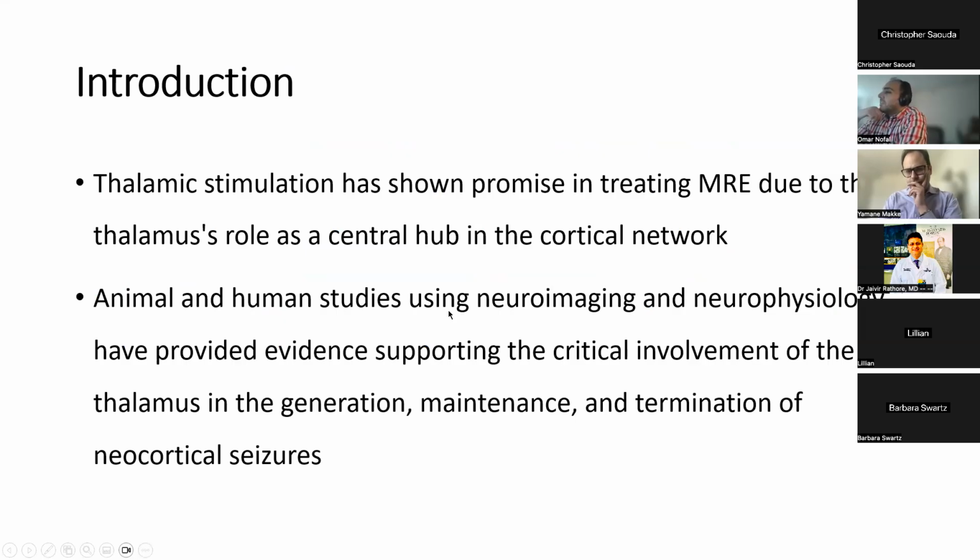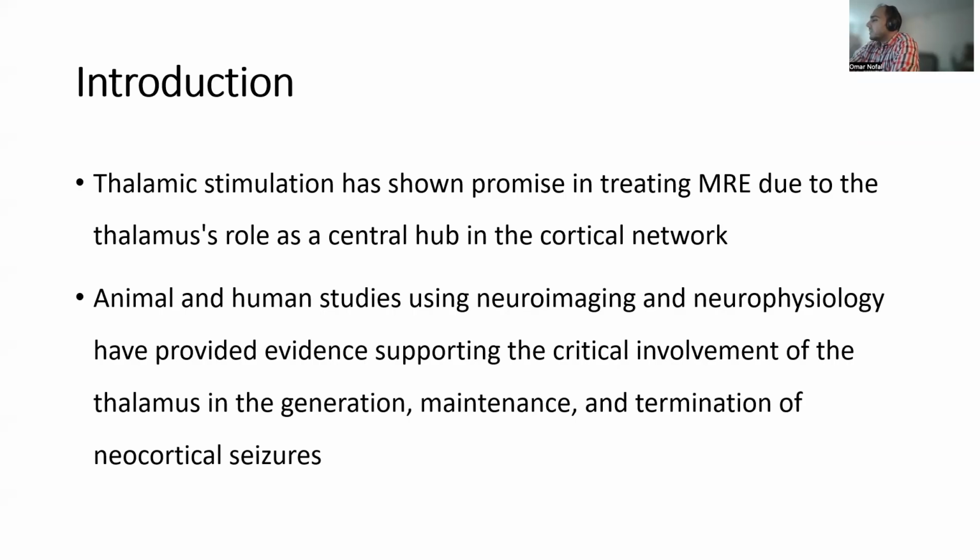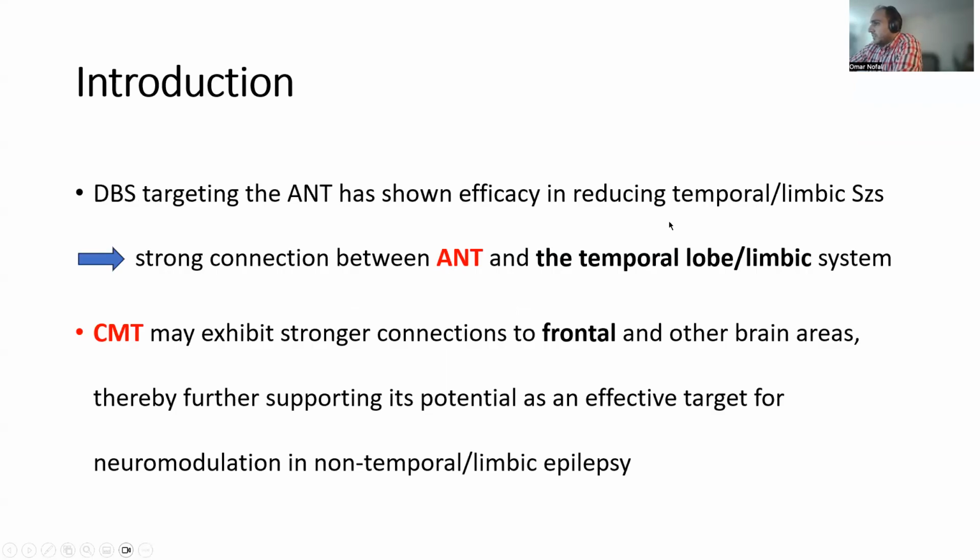So, thalamic stimulation has shown promise in treating medically refractory epilepsy due to the thalamus's role as a central hub of the cortical network. And we know from animal and human studies using either neuroimaging or neurophysiology studies that there is evidence supporting the critical involvement of the thalamus in the generation, the maintenance, and in the termination of seizures. And we also know that DBS targeting the anterior nucleus of the thalamus has shown efficacy in reducing temporal or limbic seizures, suggesting a strong connection between the ANT and the temporal limbic system.